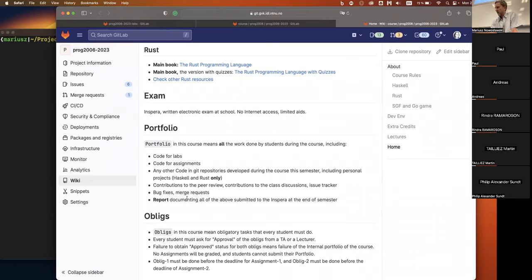And then at the end of the course, you will be given, I think, 5 or 6 days to submit the report. When the Inspera portfolio opens, there is no task. You will not get any assignment or anything else to do. You will just have to submit the report, right? So you will have 6 days to finish up the report and submit it.